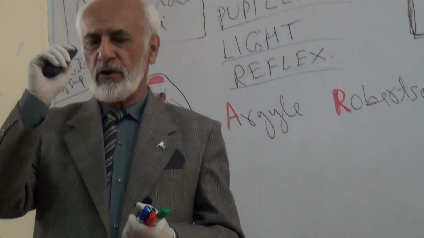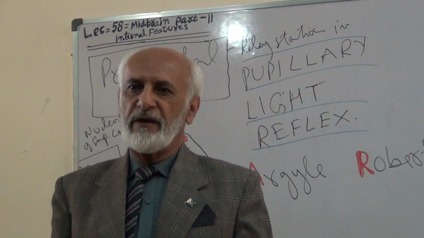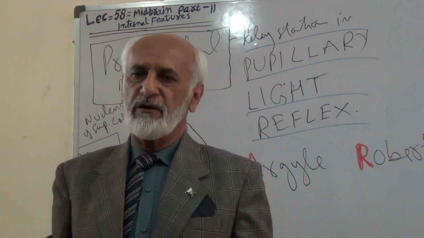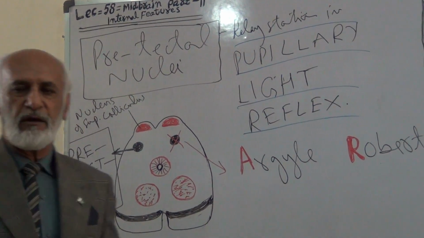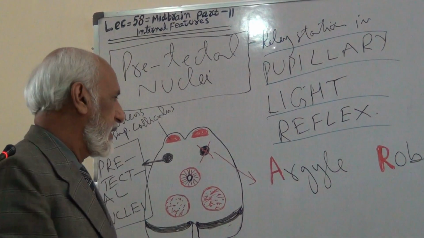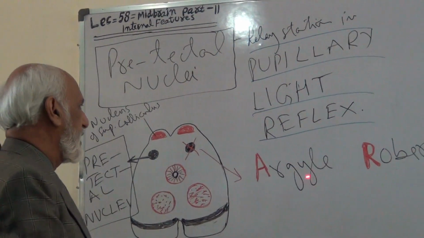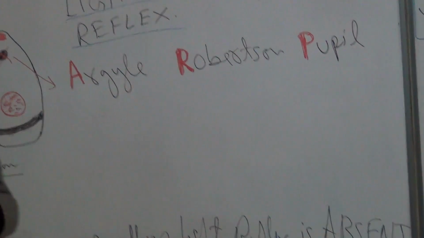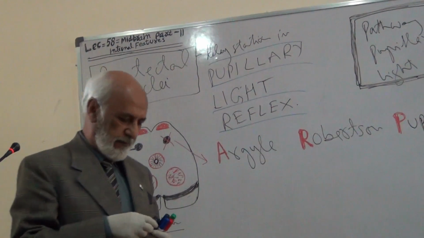Normally, when you throw a light in the eyeball, the pupil of both eyes will constrict. When you want to see a near object, in response to accommodation reflex, again the pupil will constrict. But when there is damage to the pretectal nucleus and you throw light in the eyeball, the pupil will not constrict. So a lesion of the pretectal nucleus results in the condition called Argyll-Robertson pupil. In this condition, pupillary light reflex is absent, but accommodation reflex will be present.